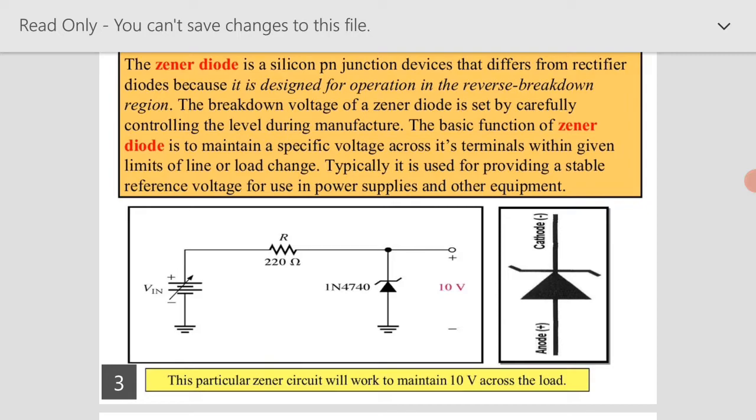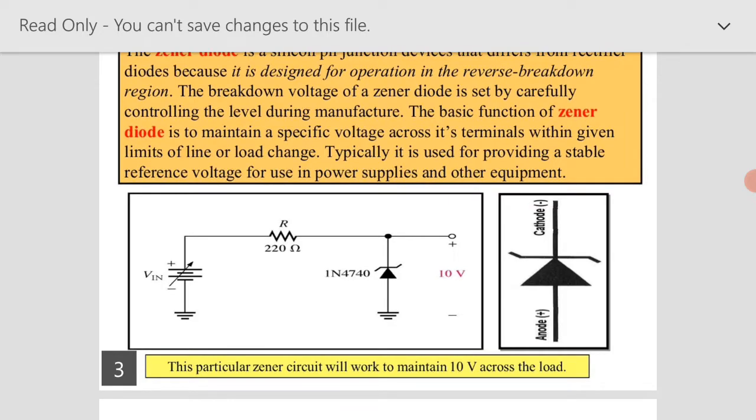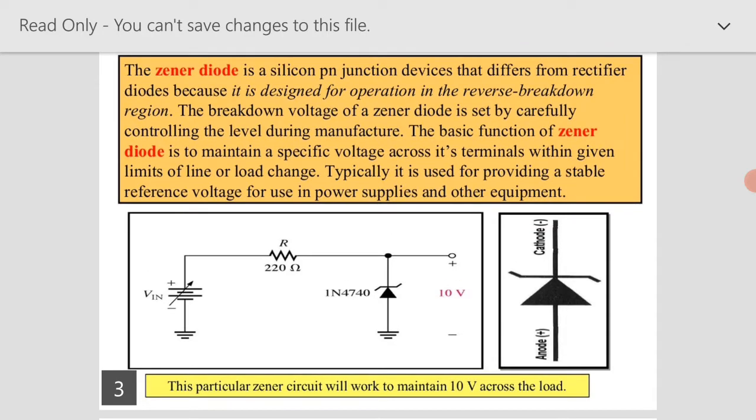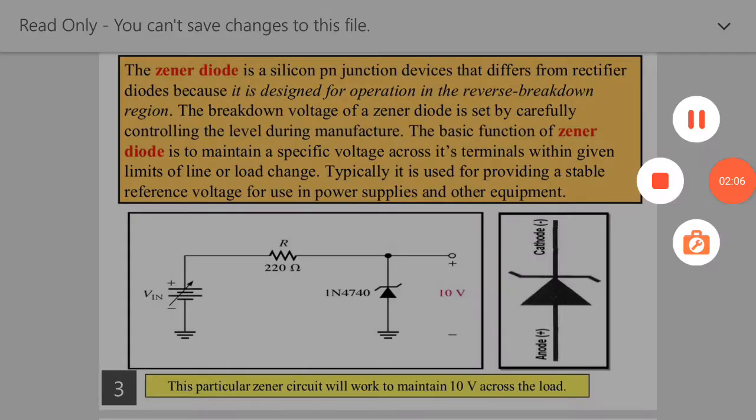This is a particular Zener circuit diagram as shown in slide. It will work to maintain 10 volt across the load. First input is V in. V in voltage is given to the resistance R. At the output of resistance R, the Zener diode 1N4740 is connected. The output voltage of 10 volt is across Zener diode.